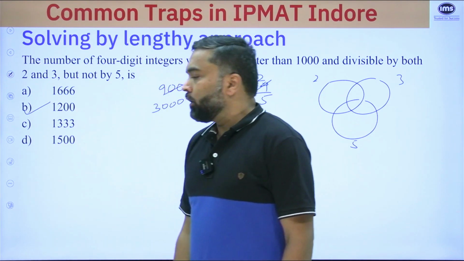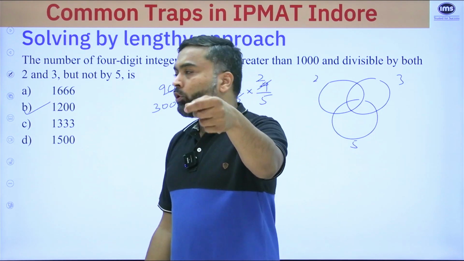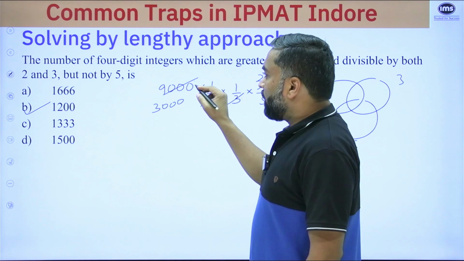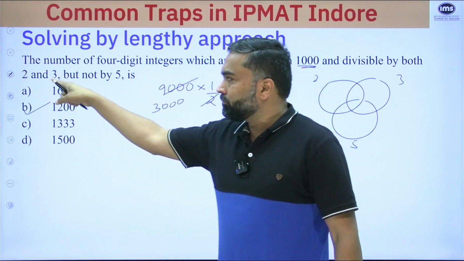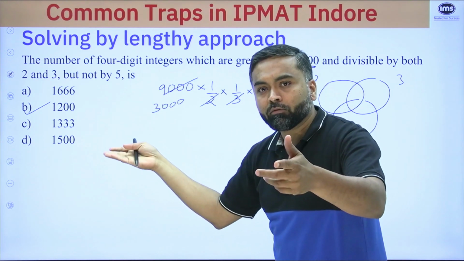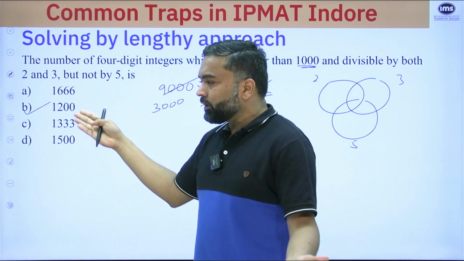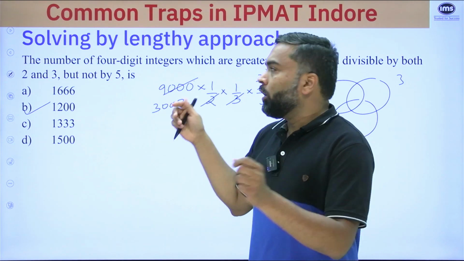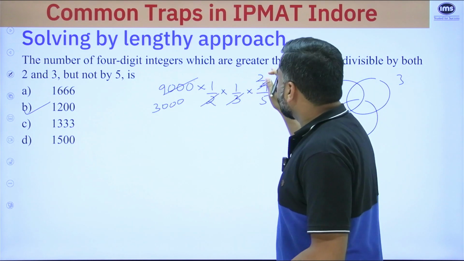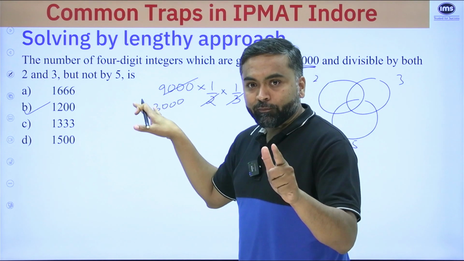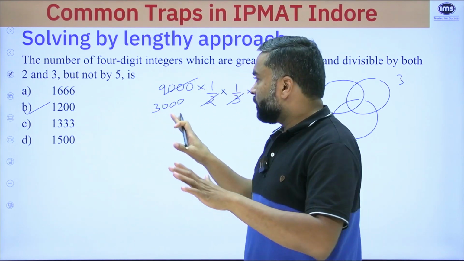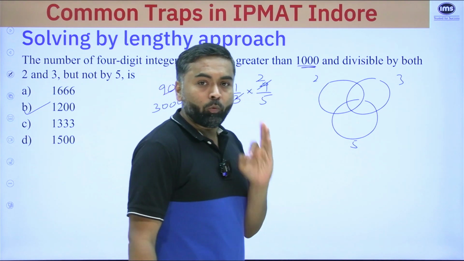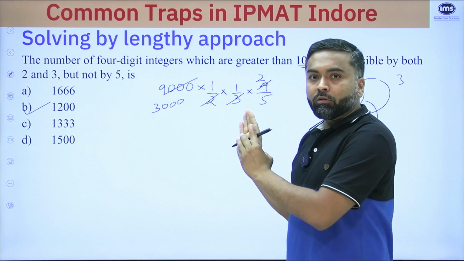That's your answer. Now, if the options had been close, like 1199 or 1201, I would have checked whether 1000 is divisible by 2 and 3 but not by 5. But here it is not needed because there are no two options which are very close by. I mean, no option closer to 1200. So no need to check for 1000, because 1000 is not supposed to be included and we have included it in the 9000, correct? Otherwise you should have checked it. So again, the bottom line is this particular question you could have solved in less than 1 minute if you knew this trick.